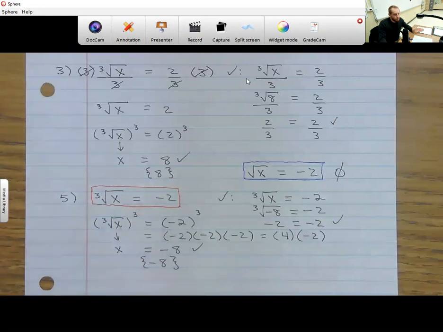So that's why, when you have a square root, you're never going to get a negative answer. But if you take the cube root of a negative number, you can get a negative answer. So that's all I'm trying to say to you. Square roots and cube roots are completely different when you graph them. Okay, let's do 4 more problems. And I'm going to go back to number 1.